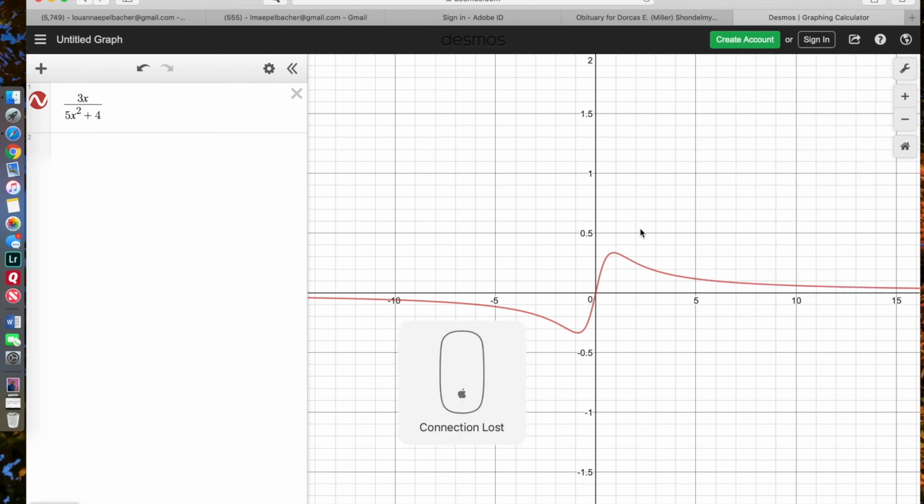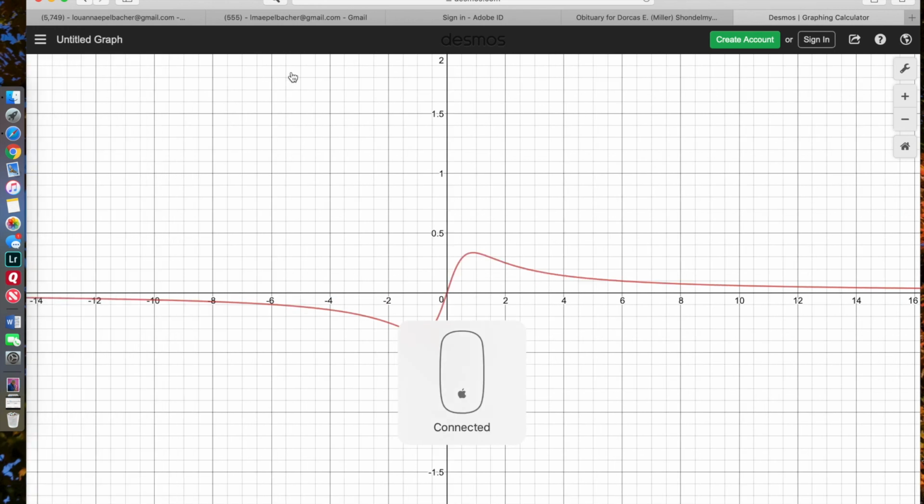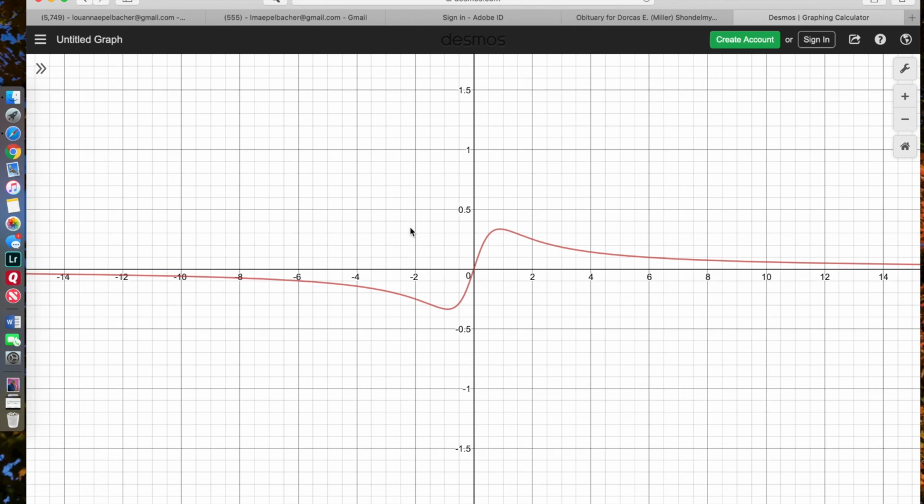Your horizontal asymptote is only about the end behavior, and it's not about what happens in the middle of the graph. So I don't know why my mouse keeps connecting and disconnecting. I'm sorry that you're getting that in the video. I'm actually not even using a mouse. It's on the other side of the room in a bag.